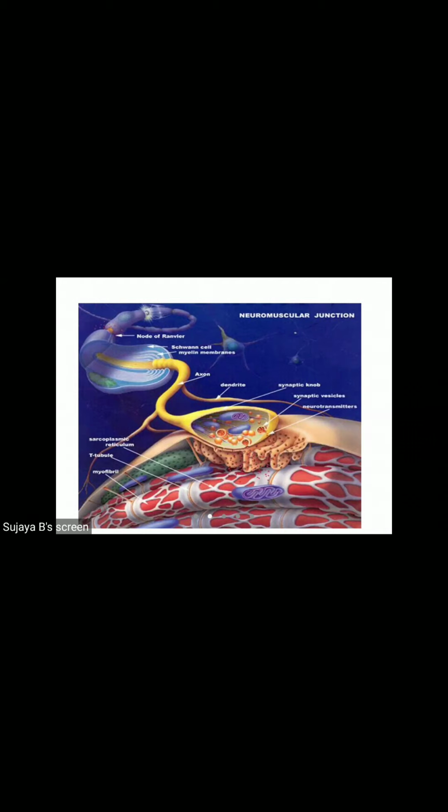antibodies are produced. Lambert-Eaton syndrome is also a condition which affects the neuromuscular junction, but here the antibodies are against the calcium channels present in the pre-junctional membrane. Again this has muscle weakness, but both are different. Myasthenia gravis affects the post-junctional membrane, the other one, Lambert-Eaton syndrome, affects the pre-junctional membrane.